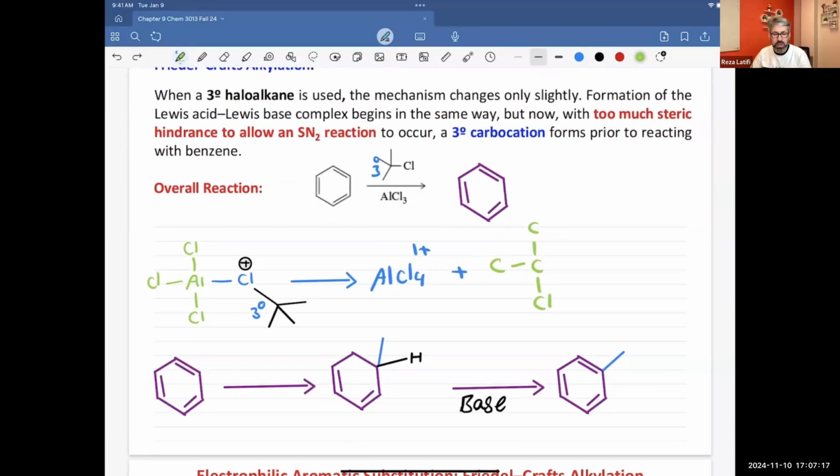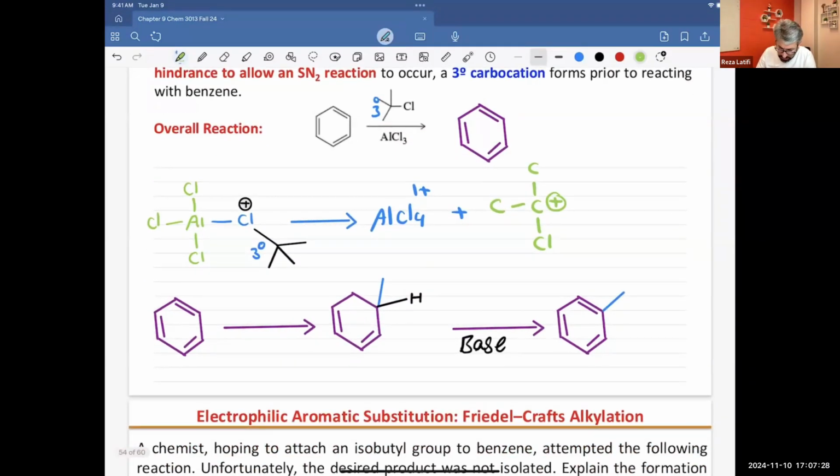Okay, but here we have a tertiary carbon, and now when you react with the aluminum chloride, it will give us a tertiary carbocation. A tertiary carbocation is stable enough, and that's going to attack the ring. So now this one can attack the ring, or you can treat the ring as a nucleophile, and it will go after that carbocation. And what do we get? We get the tertiary butyl attached to the ring. So somewhere we're going to have a positive charge.